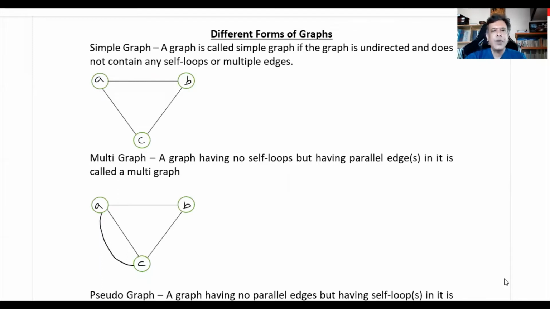First one, simple graph. A graph is called a simple graph if the graph is undirected and does not contain any self loops or multiple edges. For example, if you look into it, it does not have any self loop like this or like this, and multiple edges are not there, meaning there is AC, there is no one more edge here or one more edge here. That is called a simple graph.